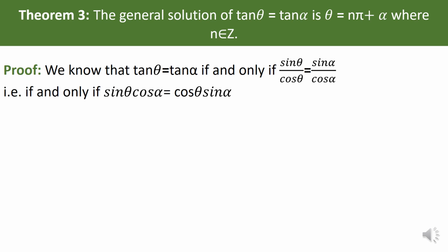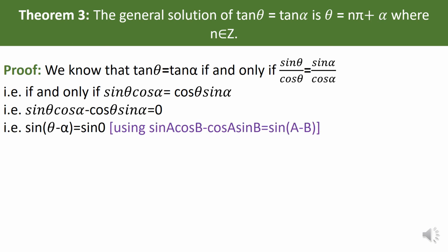Cross multiplying, sine theta cos alpha is equal to cos theta sine alpha. Taking everything on one side, we get sine theta cos alpha minus cos theta sine alpha is equal to 0 on the RHS. Using the formula sin A cos B minus cos A sin B is equal to sin (A minus B), the previous statement becomes sin (theta minus alpha) is equal to 0. Now sin 0 is 0. So we can also write RHS as sin 0.